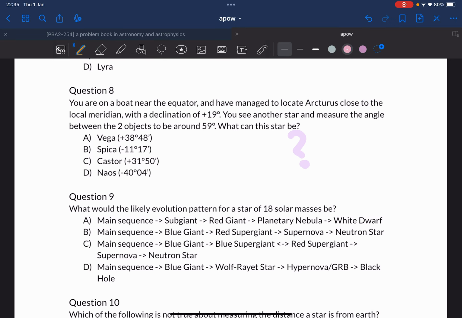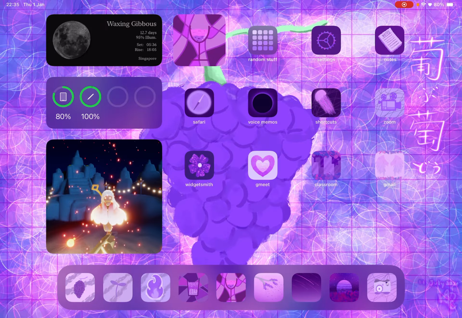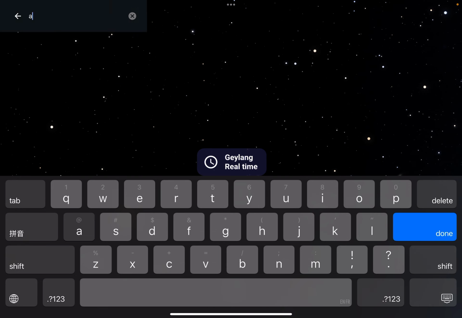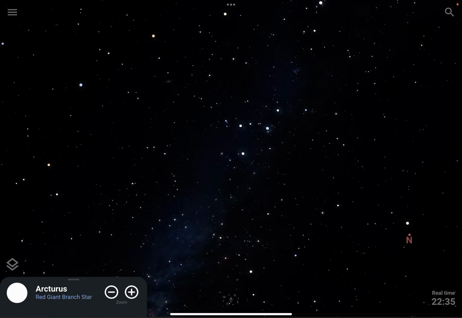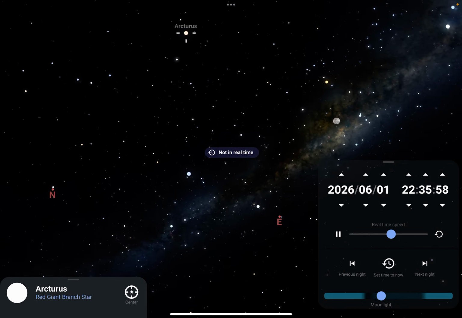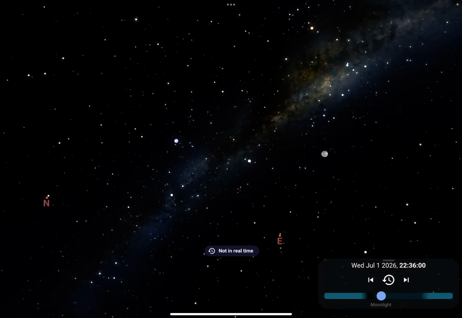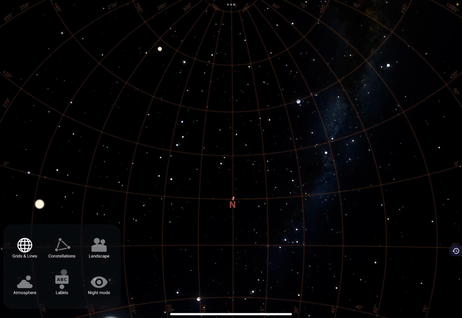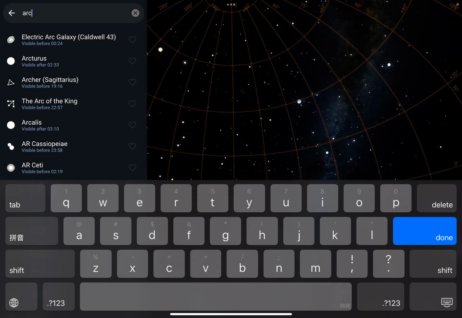8. This one's phrased really weirdly. I personally avoided this one because what do you mean by angle between the two objects? So I actually went to Stellarium. If you can see here, I went to Stellarium. It's not showing now, but Arcturus, right? So Arcturus, and then if you fast forward all the way to July, and if we turn on the grids and lines, we can actually see that it is in fact crossing the meridian.